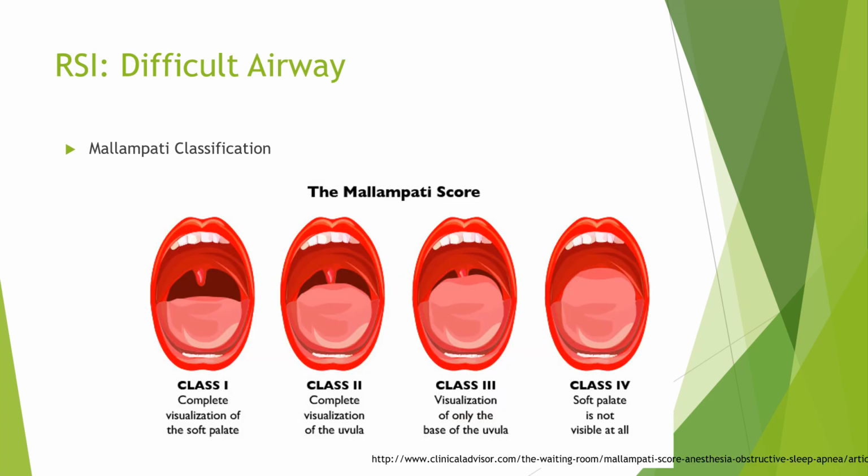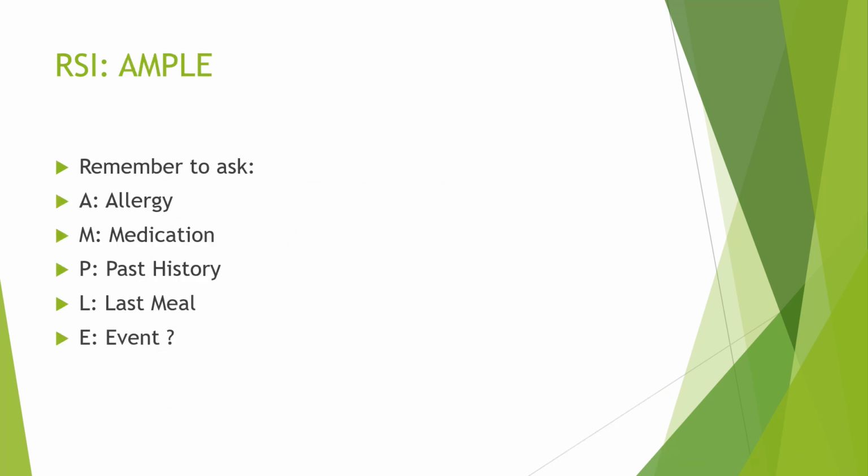For the Mallampati classification, you ask the patient to open the mouth. If you can see the uvula and the posterior pharyngeal wall well, that's class 1, which will be relatively easy. It becomes relatively difficult as the view of the uvula and pharyngeal wall becomes less clear, classes 2 to 4, meaning the patient might have a difficult airway. And when you evaluate the patient and want to do the intubation, remember to ask AMPLE before you intubate the patient.